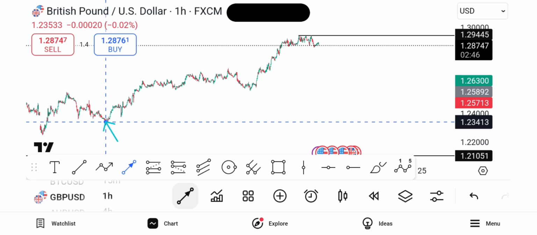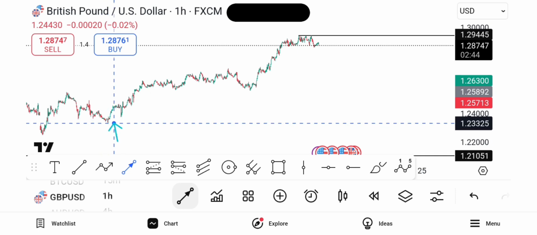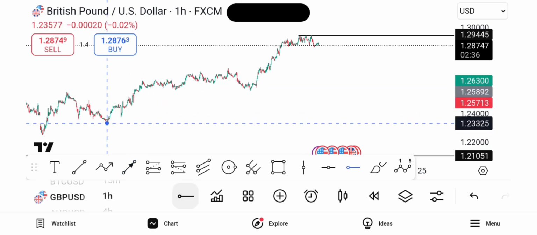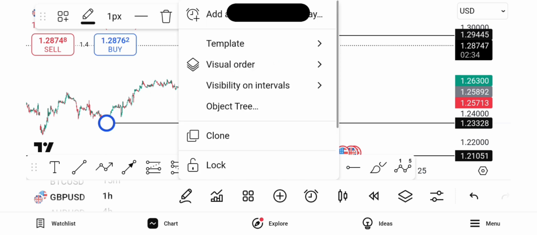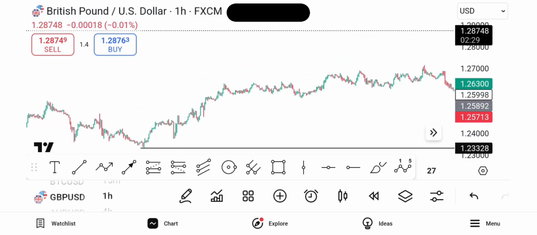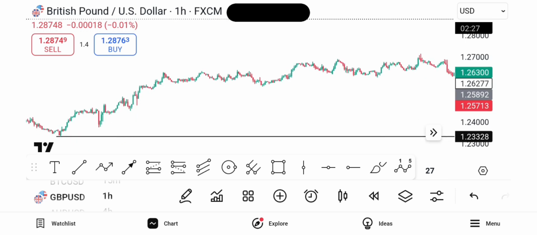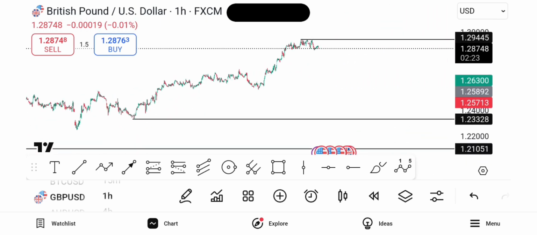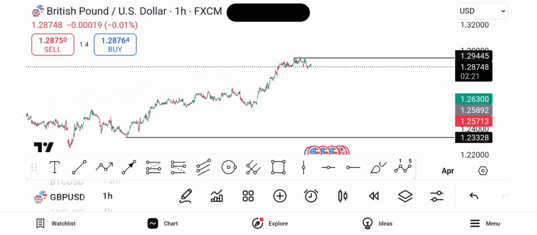It failed to break it, so this is our support in the 1 hour time frame. So we mark the support. You can zoom in and draw it accurately, for those who don't know how to do it. We can see that this is a real, valid support.